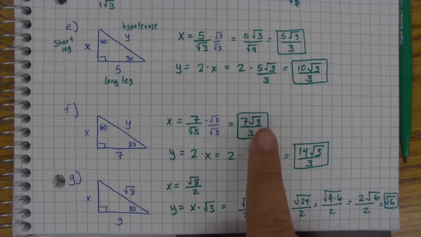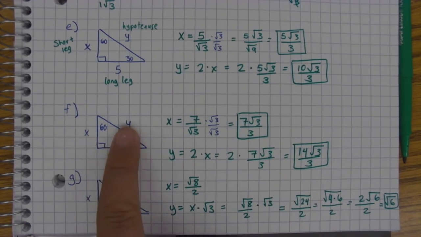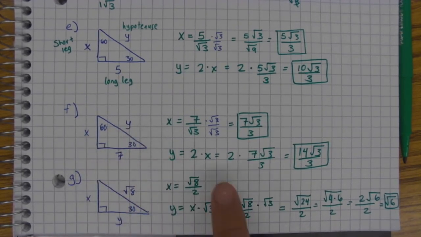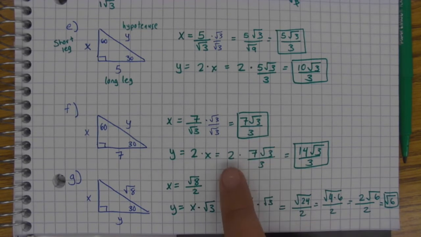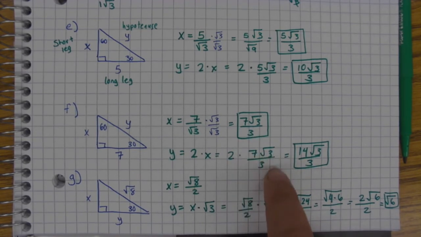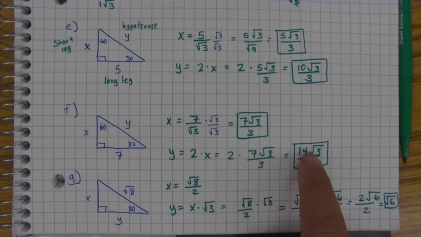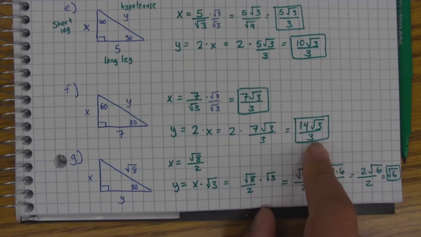And now, after we found x, we found the short side, we can find the long side by just doubling it. So we're going to double x. We're going to double 7 root 3 over 3. So 2 times 7 is 14 root 3 over 3.